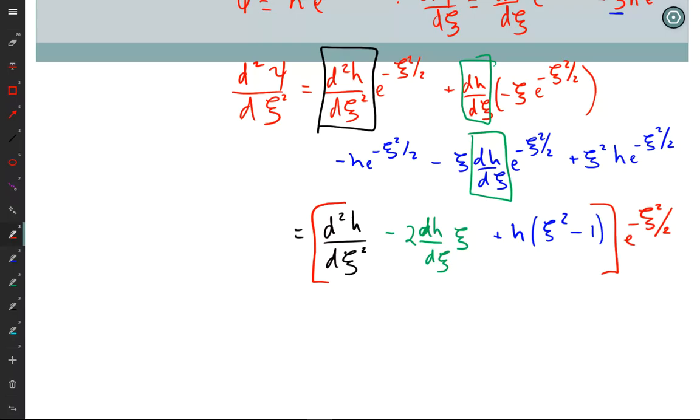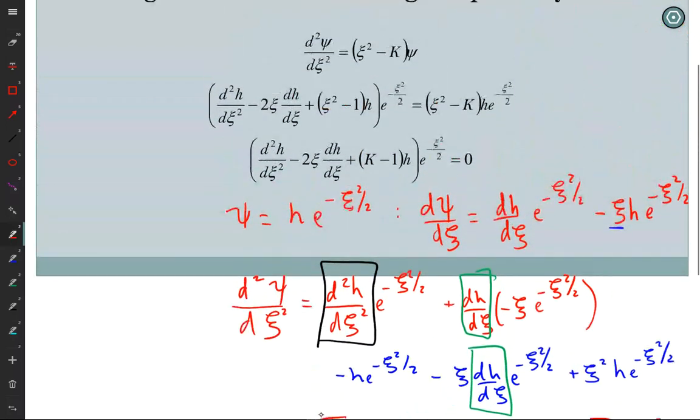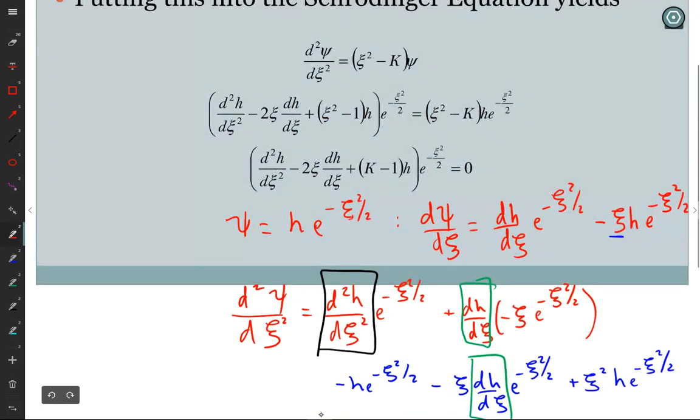We made the Schrodinger equation look so pretty. That didn't come out pretty. So there's our second derivative. And that second derivative should be equal to c squared minus kappa times e to the minus c squared over 2. Now I can't say that c squared minus kappa is approximately equal to c squared, because this is the full-on solution. This is going to be the correct one.